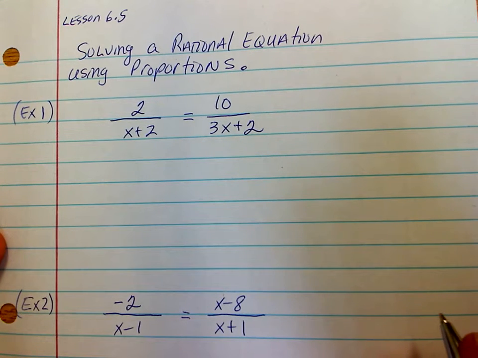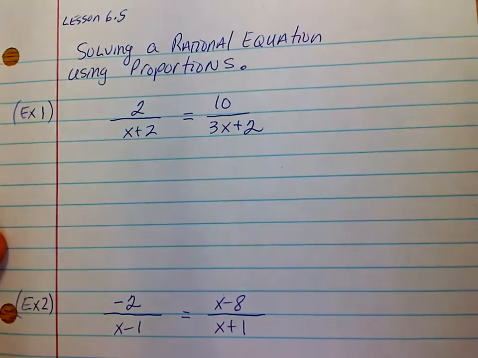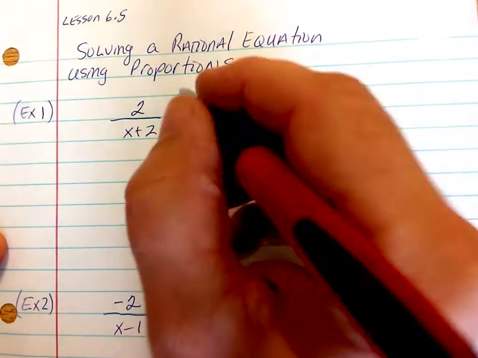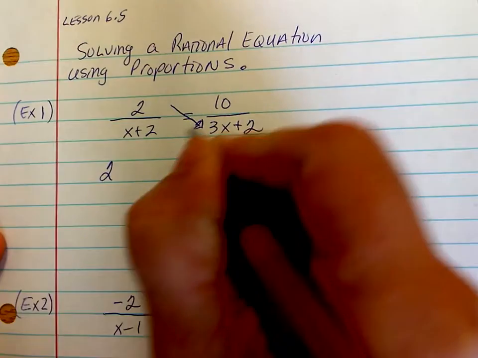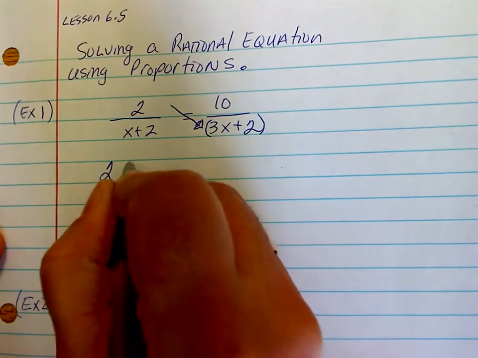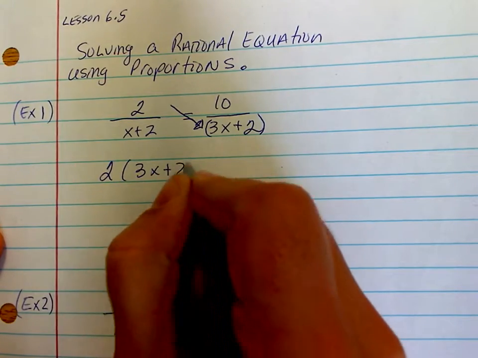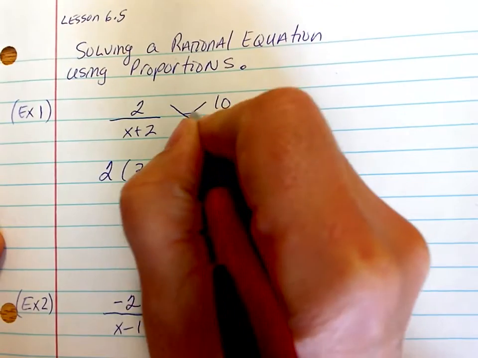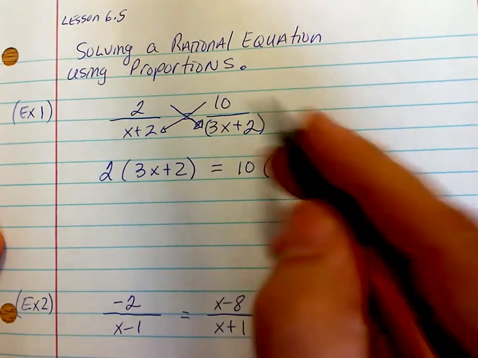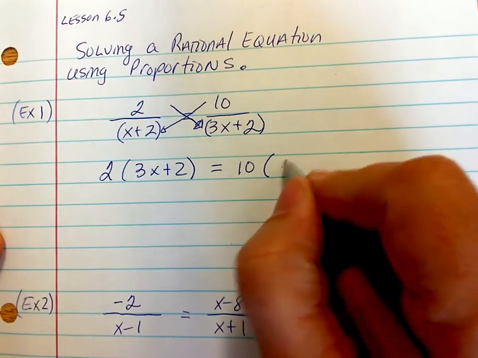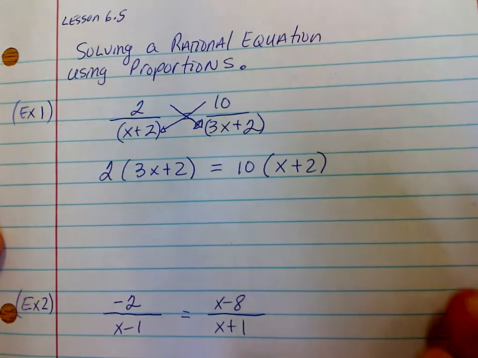In this video lesson, we will be solving rational equations using proportions. What we want to do here is solve the proportion by cross-multiplying. So we're going to take 2 and multiply that by 3x plus 2, which is the expression. Then we're going to take the 10 in the numerator and multiply that by the denominator opposite, which is x plus 2, the expression in the denominator.